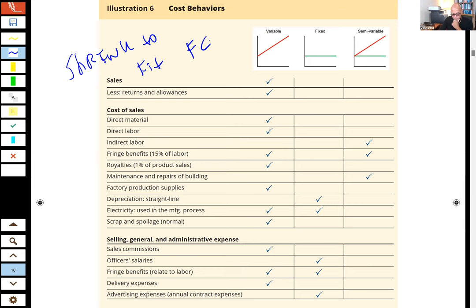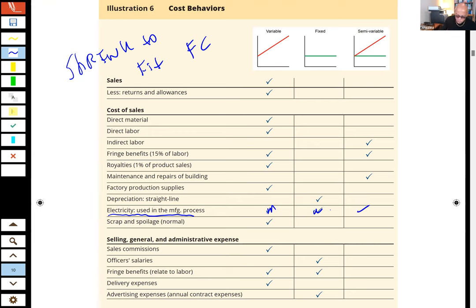This is annoying. Well, how annoying is this? That's freaking annoying. I don't understand why, if it's both variable and fixed, then why isn't it semi-variable? Okay, so that doesn't make a whole lot of sense to me. So I would have done it this way. I wouldn't have put the checks there.